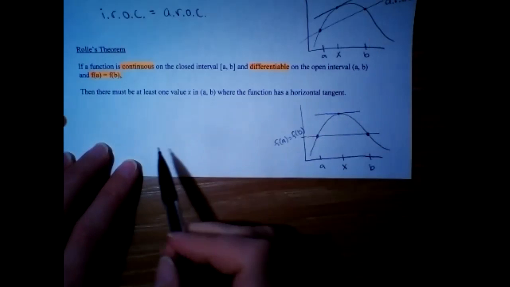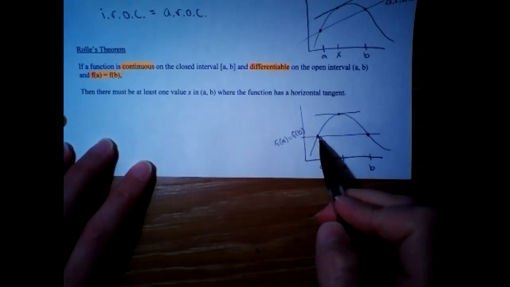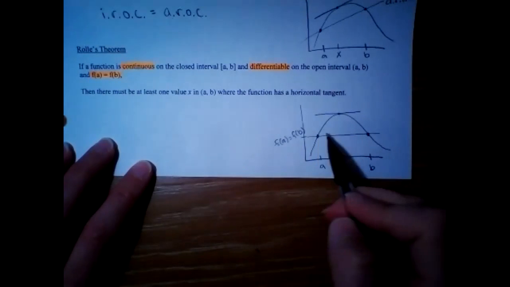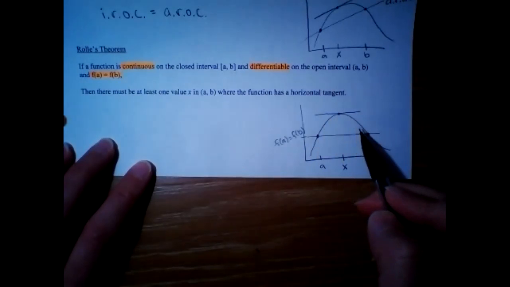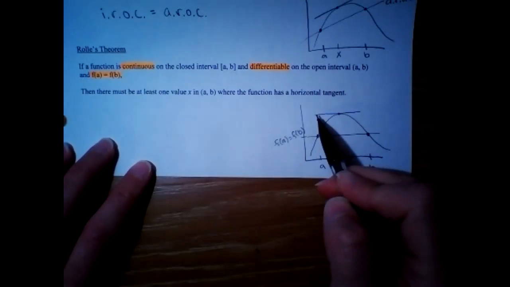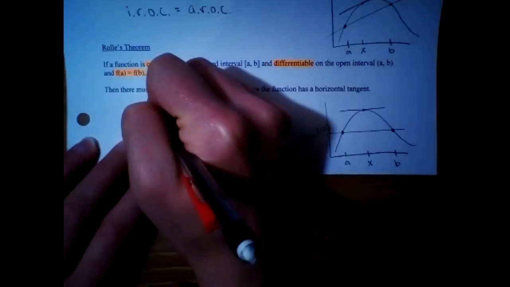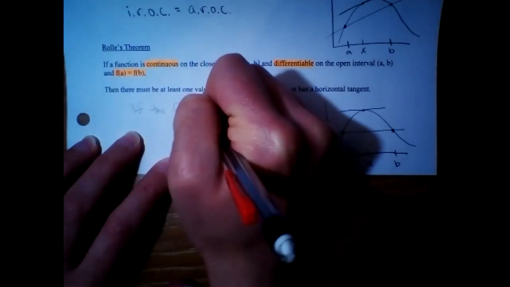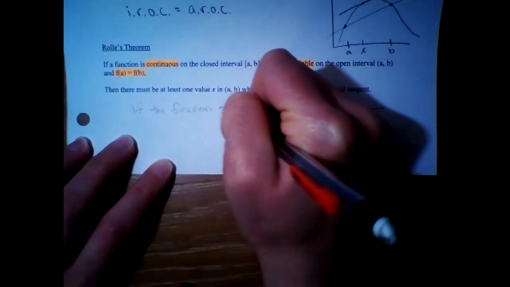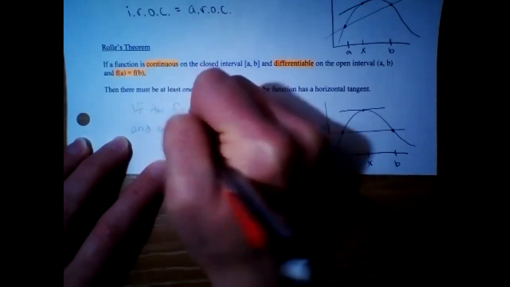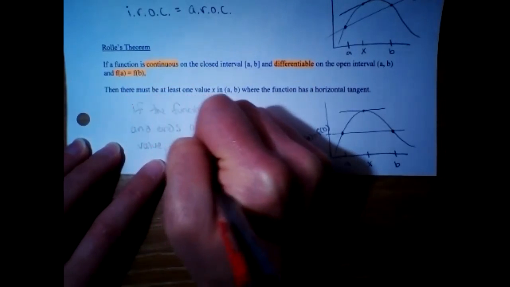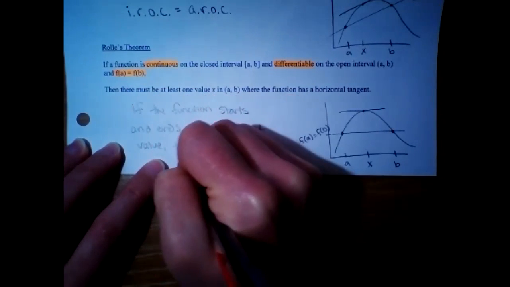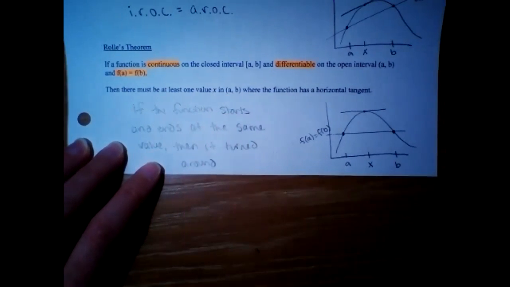But it makes sense, and I'm going to write it out in words here too. In plain English, if you start and end at the same place, then you must have turned around, is essentially what this is saying. And when you turn around and get that peak value, you're going to get a horizontal tangent line. So if the function starts and ends at the same value, then it had to have turned around.